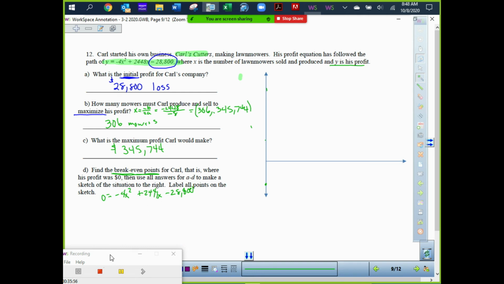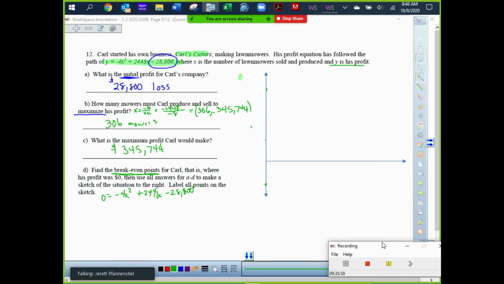Quadratic formula makes way more sense. I don't have to waste any time finding two numbers that multiply together to be this and add together to be that, because the numbers are ridiculously huge. It's like you spend all day doing that. So let's use the quadratic formula. Why don't you pause the video and get it set up, right?